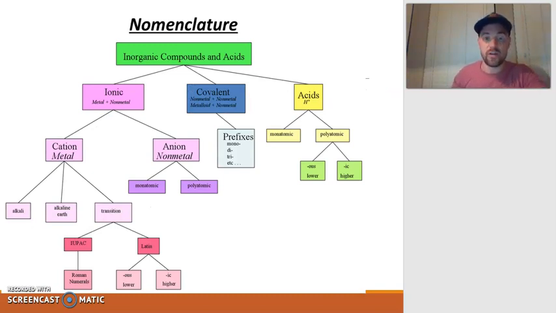All right, we've covered ionic, we've covered covalent. The next video to end this topic will be acids.